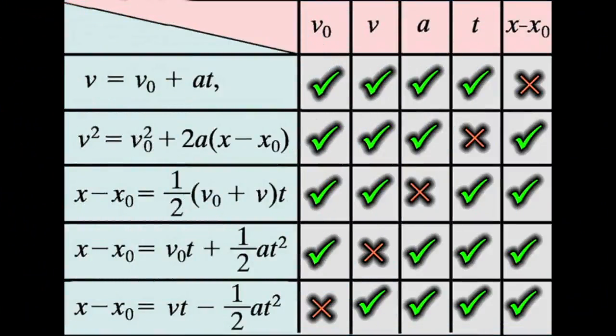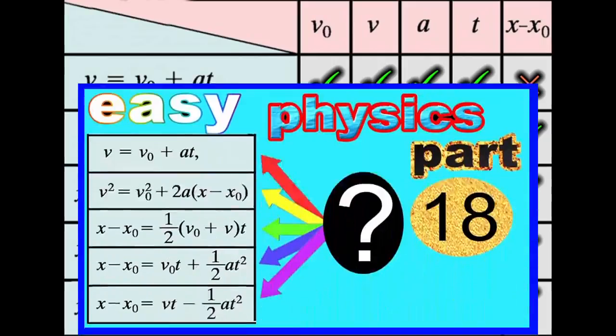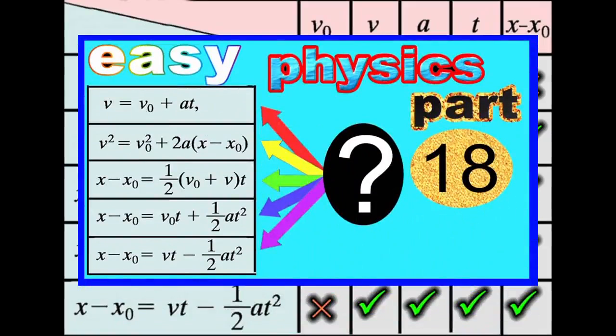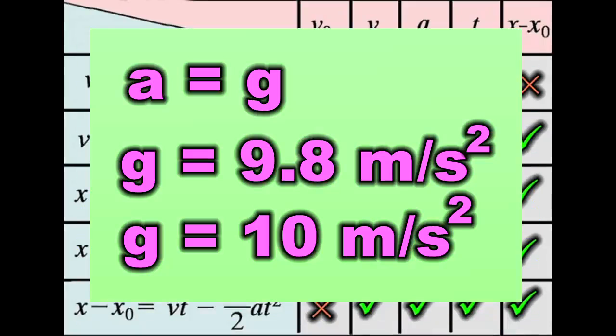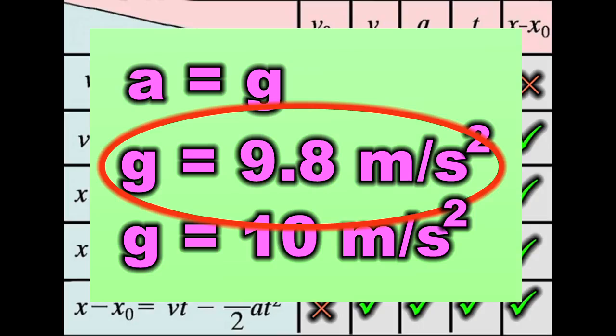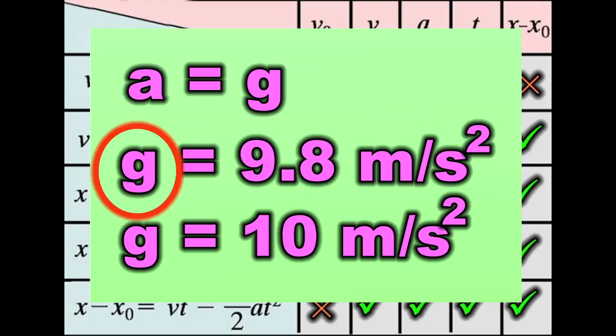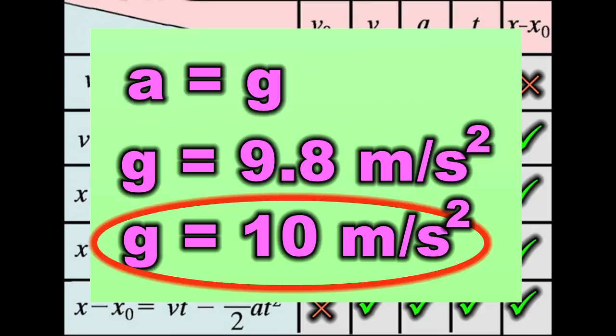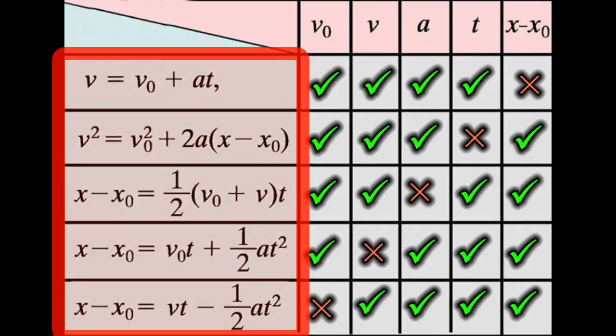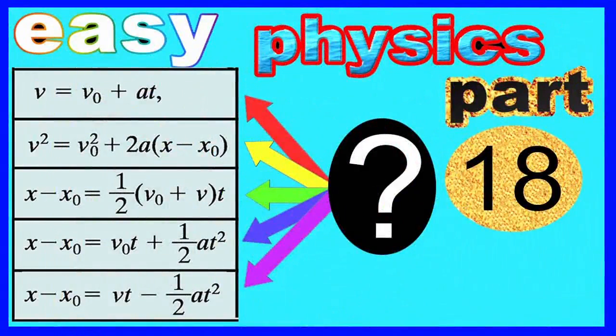How should we solve the problems of free fall? Free fall is a special case of motion with constant acceleration. In free fall, the acceleration is constant, equal to 9.8 meters per second squared, and denoted by g. For ease of calculation, it is usually assumed g equals 10 meters per second squared. Therefore, constant acceleration formulas must be used to solve problems. To do this, you need to take a good look at part 18.